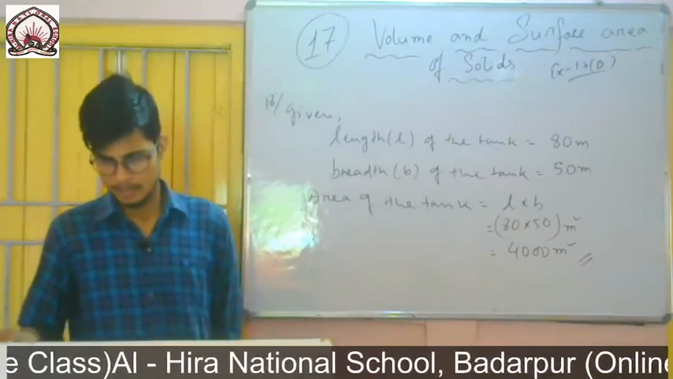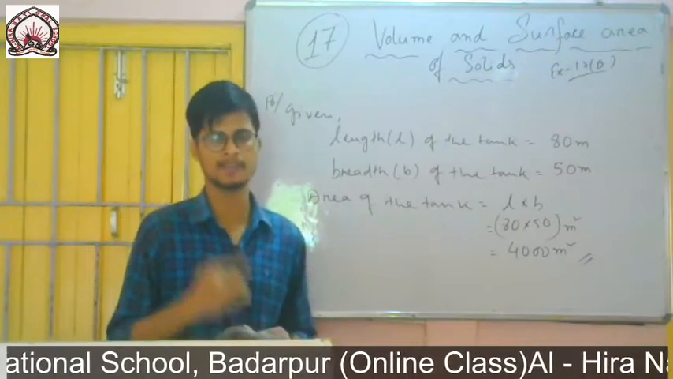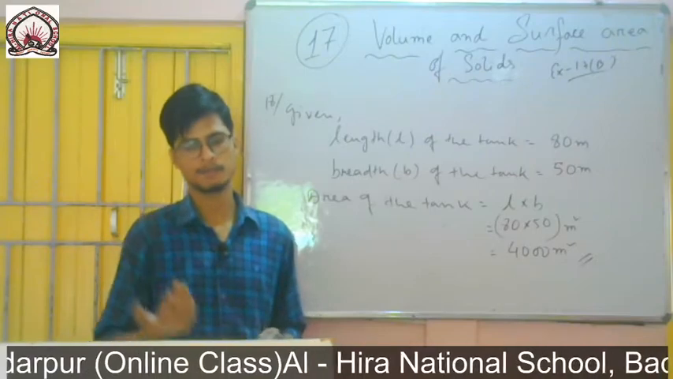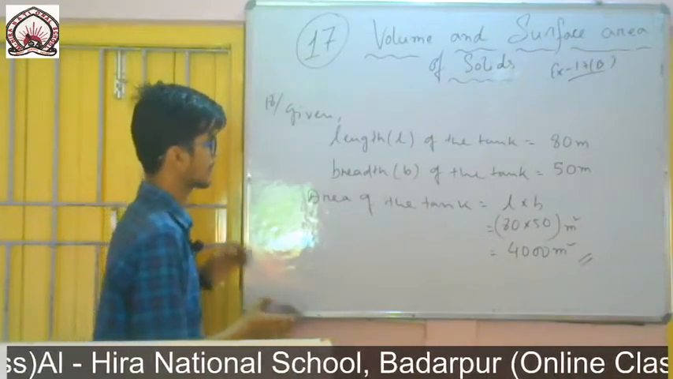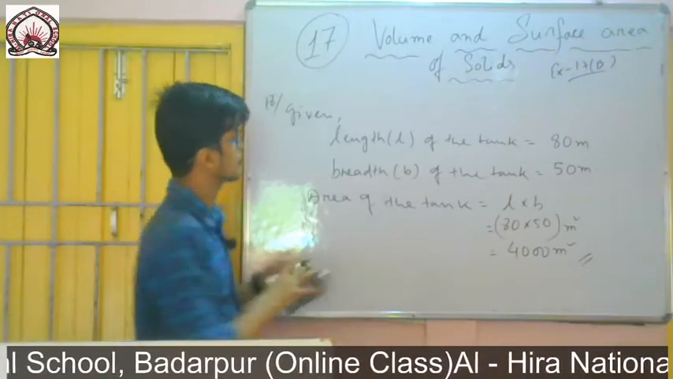So now we will find the volume. The volume of water displaced by 500 men. For a single man it is 4 meter cube. That means for 500 it will be 500 into 4 meter cube. So you write, okay, you remember this area, it is 4000.